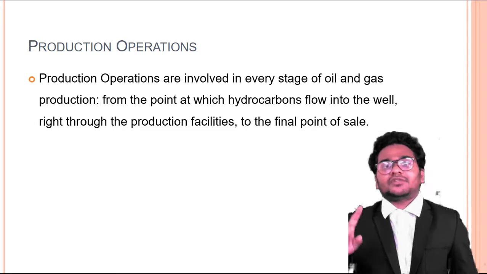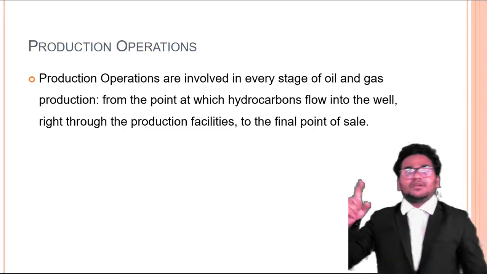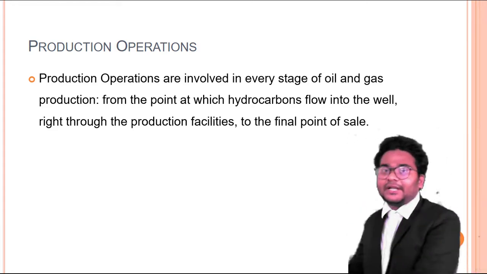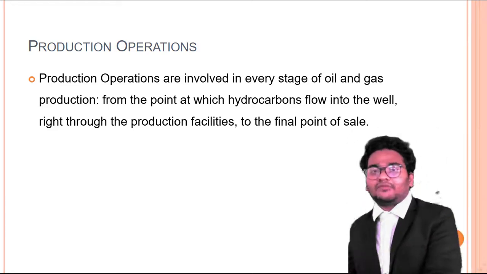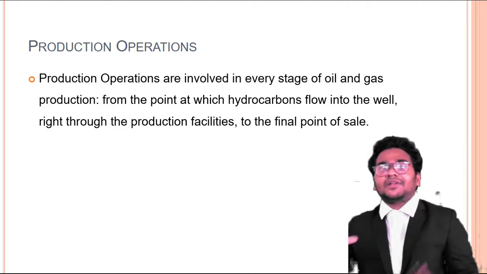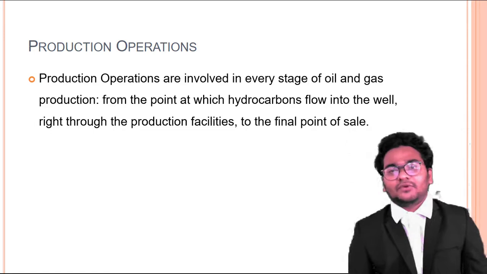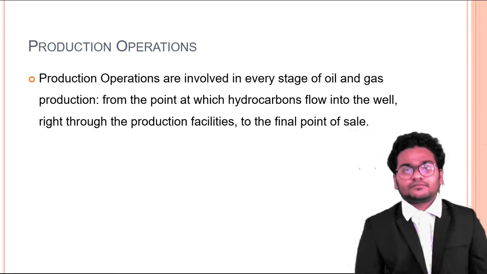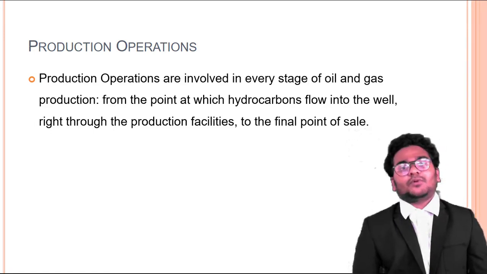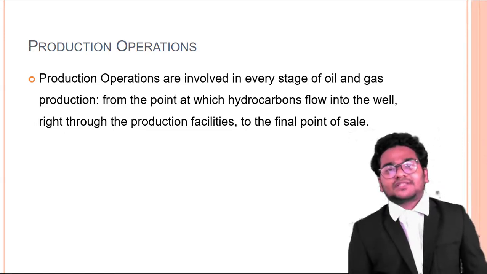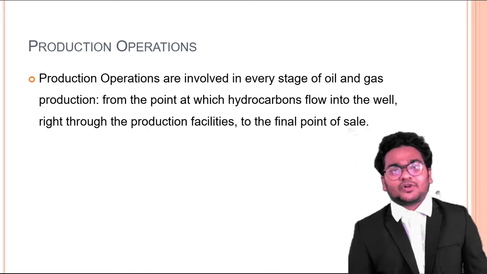So from the first oil drop coming to the top of the surface, from that point up to the abandonment time, that means up to the closing of the well, we call everything the production operations. We go through how much production is going on. From the top of the well to the refinery and up to the sale point, we can call it production operation.